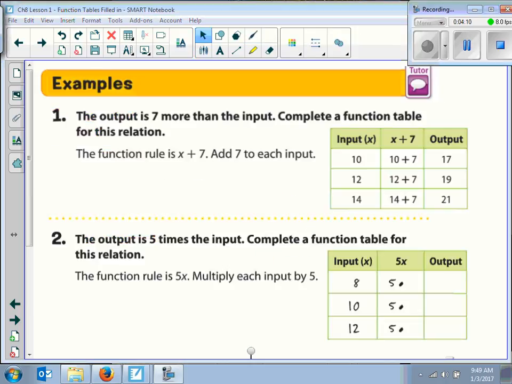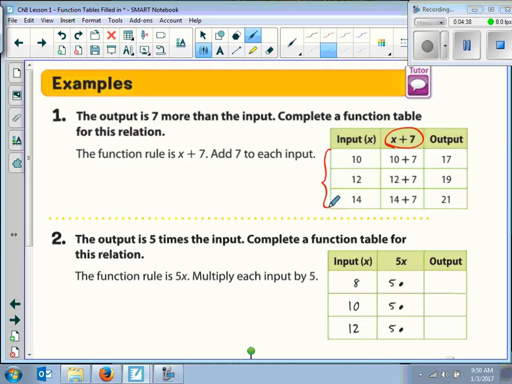So here we have some examples of some function tables. Okay? So it says the output is 7 more than the input. Complete the function table for this relation. These you don't have to write down, just the ones that we do together. Remember? Okay? So the function rule is x plus 7. The function rule goes in the second column. Okay? The input values go in the first column, and the output values go in the third column. Is everybody with me?